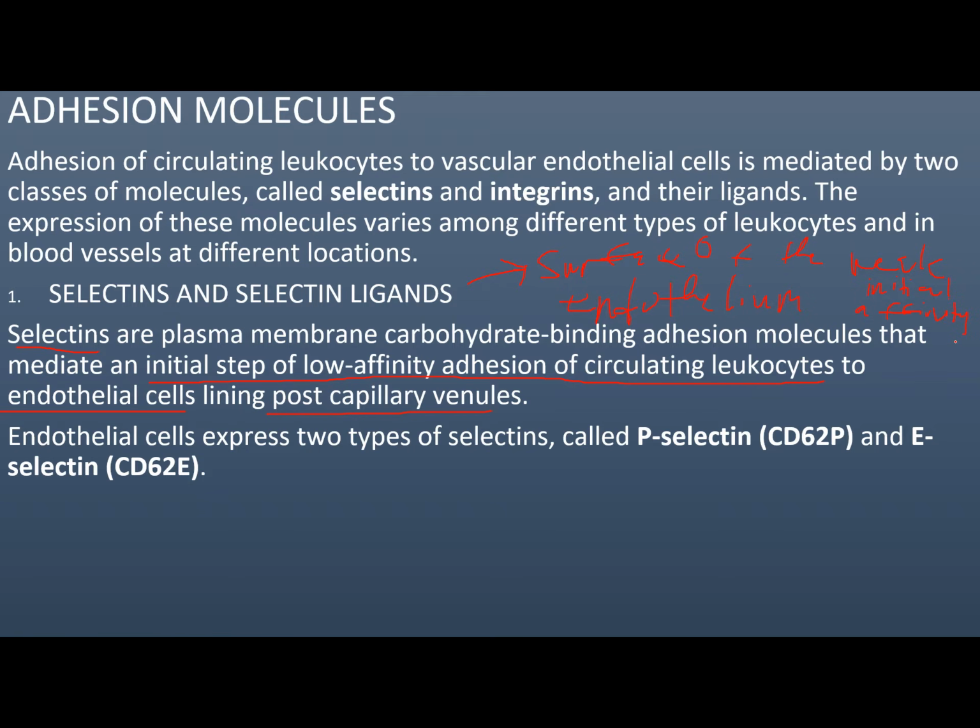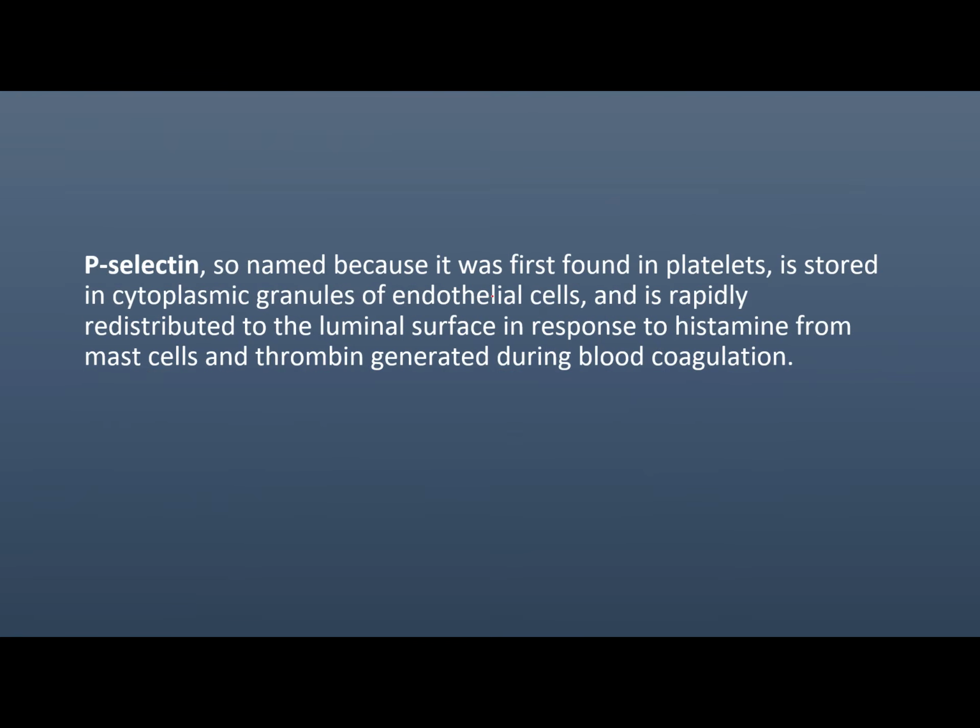Later class, it will explain how they would become a stronger attraction or attachment. And they also, let me repeat, selectins, please remember, are found on the surface of the endothelium and would only provide an initial or weak affinity. Now, there are two main types of selectin class. The P-selectin, your CD62P, and the E-selectin or the CD62E. Now, let's tackle them one by one.